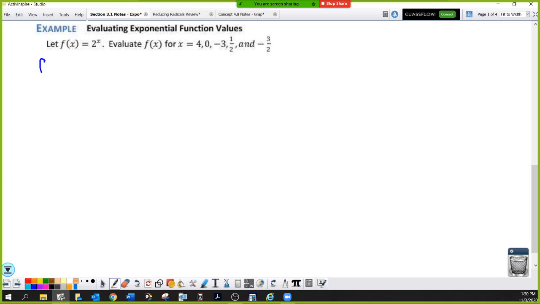Let's see. What is f of 4? 2 to the 4th power. That's just 16. Easy peasy. How about f of 0? Yeah, 2 to the 0, 1. Good.